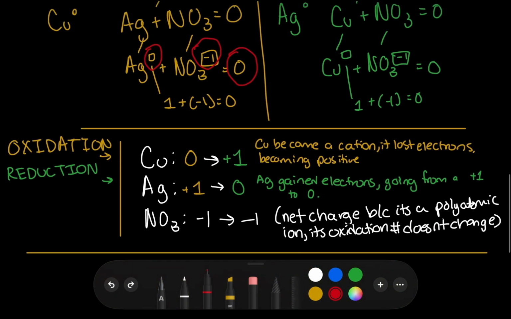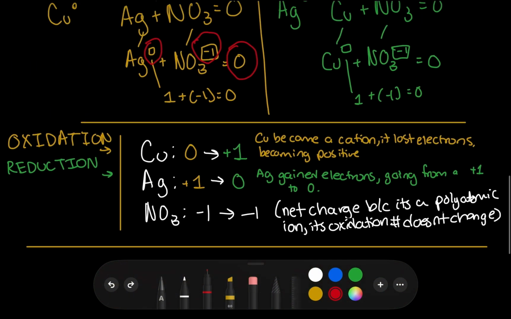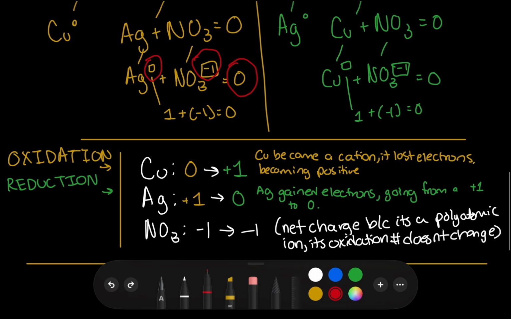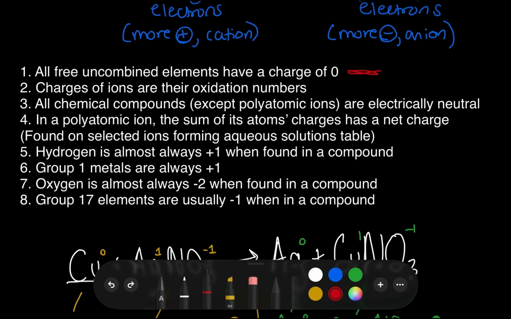But now if we look at Ag or silver, we can see that Ag went from +1 to 0. So Ag gained electrons because it went from a +1 to a 0. So it's no longer positive. And then, as I said earlier, NO3 or nitrate stays the same because of its net charge, according to this rule right here. The sum of its atoms' charges has a net charge, so that does not change.